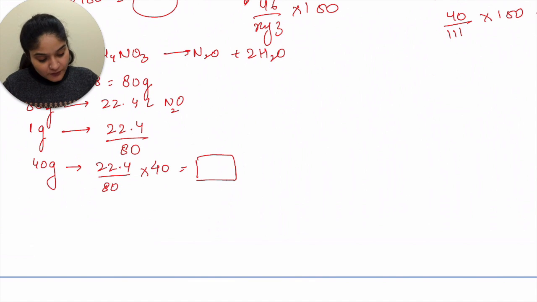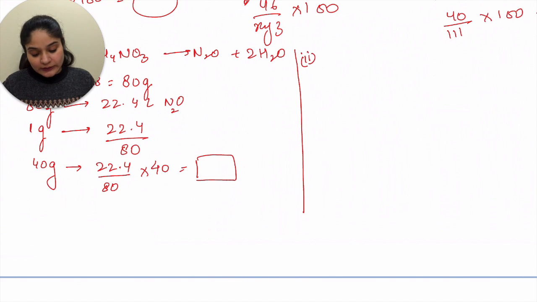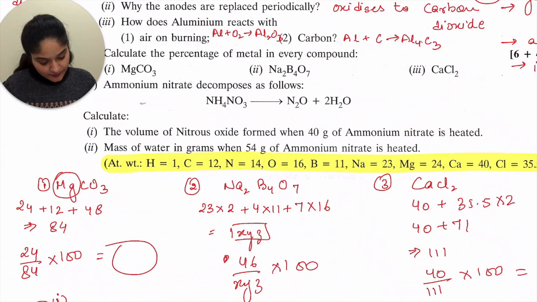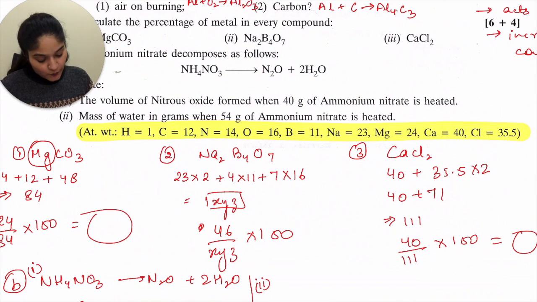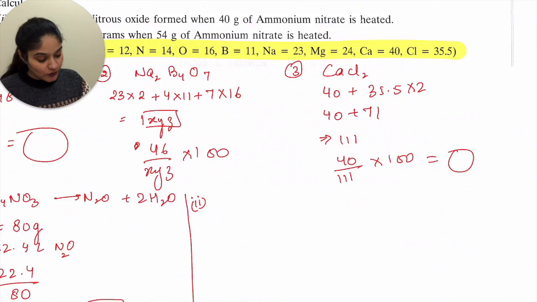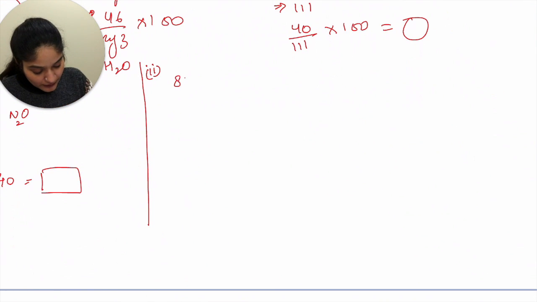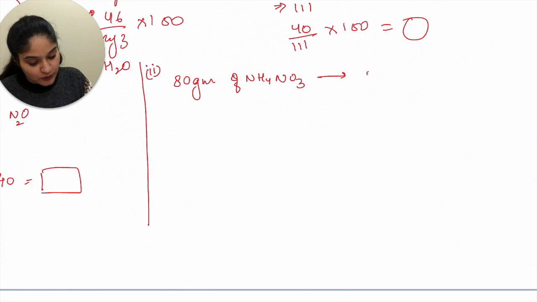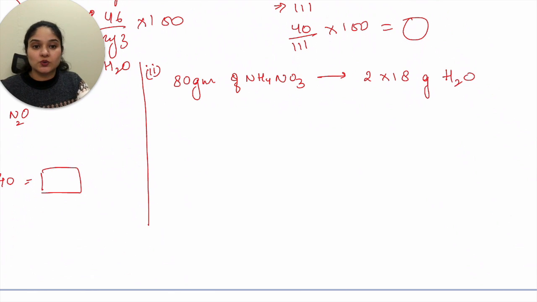Now moving on to the second part. This was B part first. I'm going to do B part second on this side. So in this question they are saying, let's come back here. They are saying mass of water in grams, 54 grams of ammonium nitrate is heated. So first of all, when 80 grams of ammonium nitrate NH4NO3 is heated, it produces 2 times 18 grams of water. That is how much you have from the molecular weight. So this is how much you get.